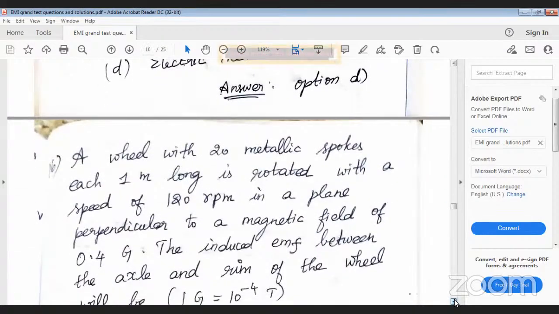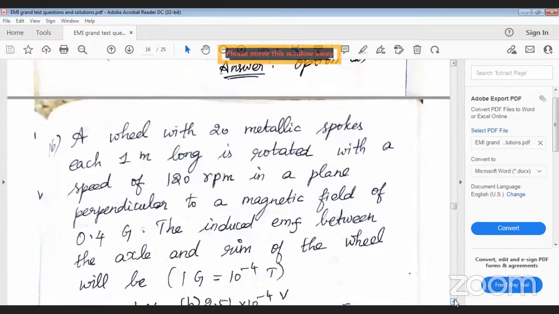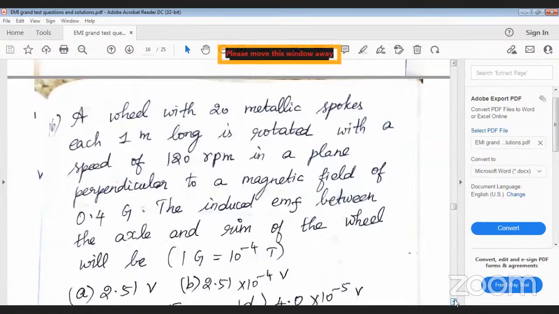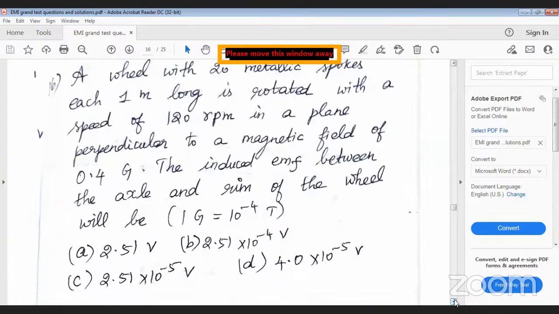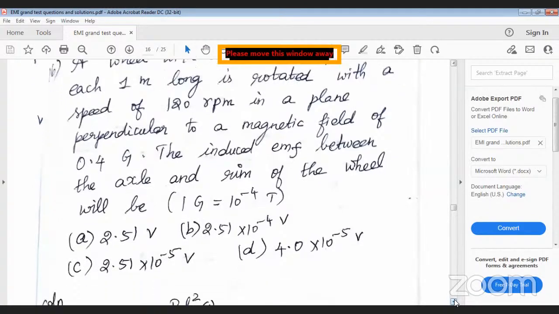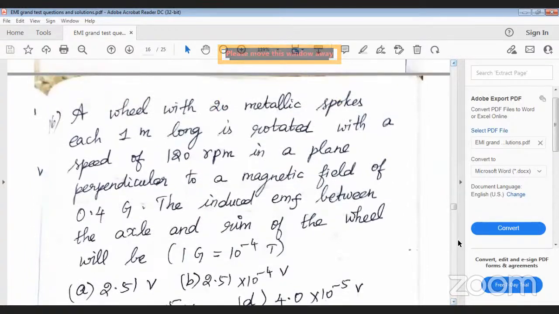Now we have question number 16. A wheel with 20 metallic spokes, each 1 meter long, is rotated with a speed of 120 RPM in a plane perpendicular to a magnetic field of 0.4 Gauss. The induced EMF between the axle and the rim of the wheel will be. Okay. So as I have told you earlier, a similar problem has appeared here. I told you earlier during this class. So similar type of problem.